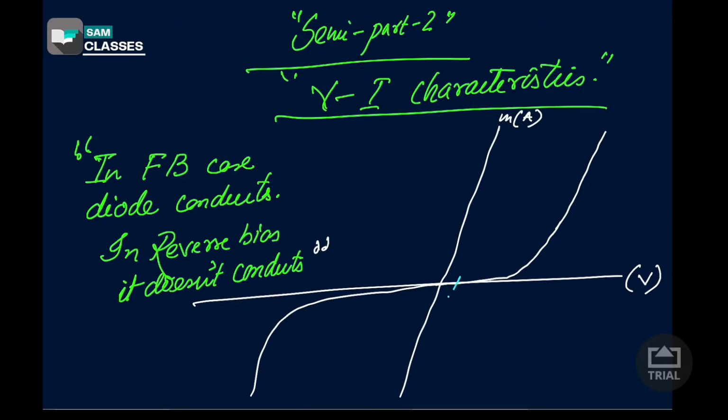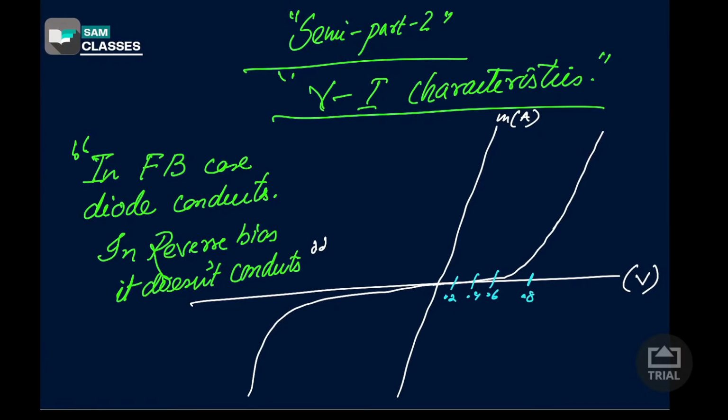Now see here the values are 0.2, 0.4, 0.6. Between 0.6 and 0.8, almost around this value, we have the cutoff voltage. What is this cutoff voltage, students? It is the voltage after which the diode behaves like a proper conductor. See, the current now shoots up.